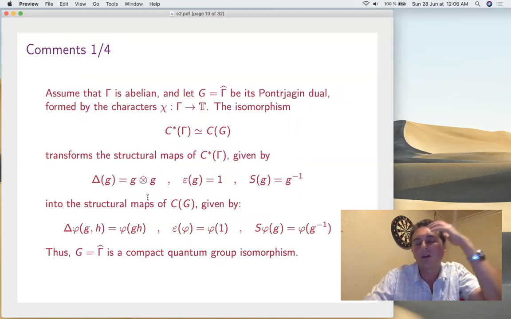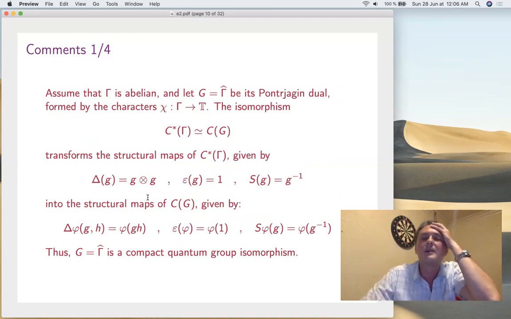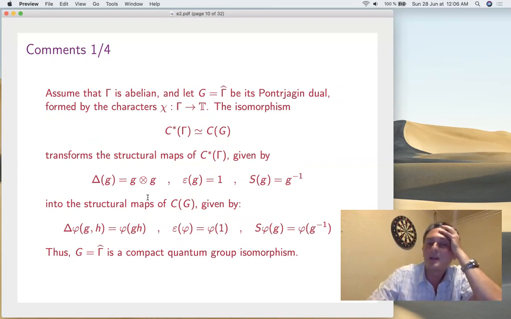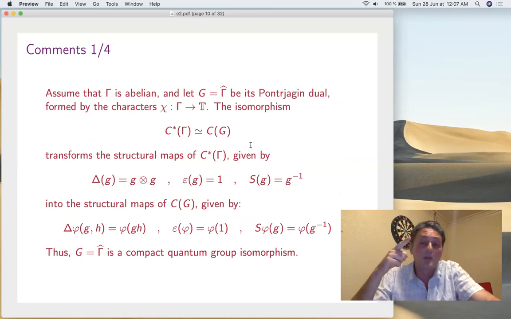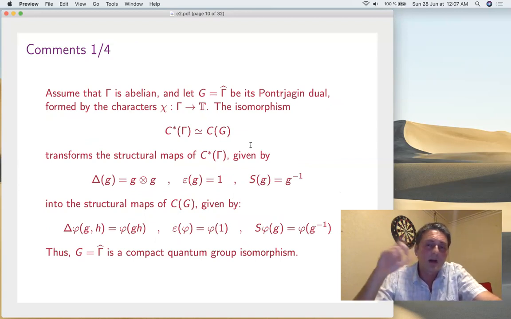Now, some comments. Let's go into Pontryagin duality. When gamma is abelian, that's something that we know: C star of gamma is C of G, with G being the dual. Now, the problem is that this was valid for C star algebras. The proof was by Gelfand: C star gamma is commutative, so by Gelfand it must be C of G. G is the group of characters, and that's your Pontryagin dual.